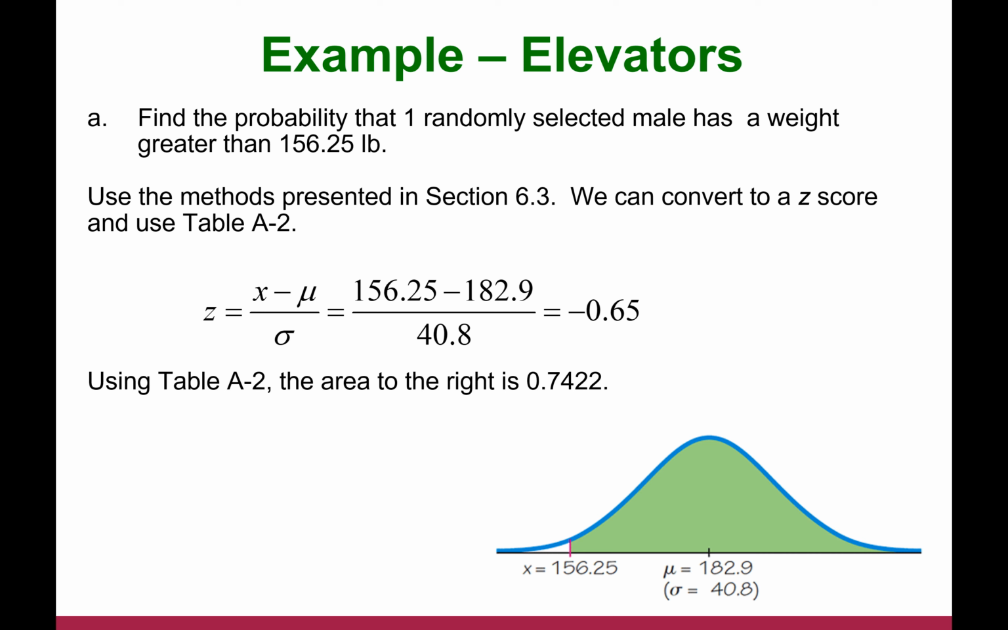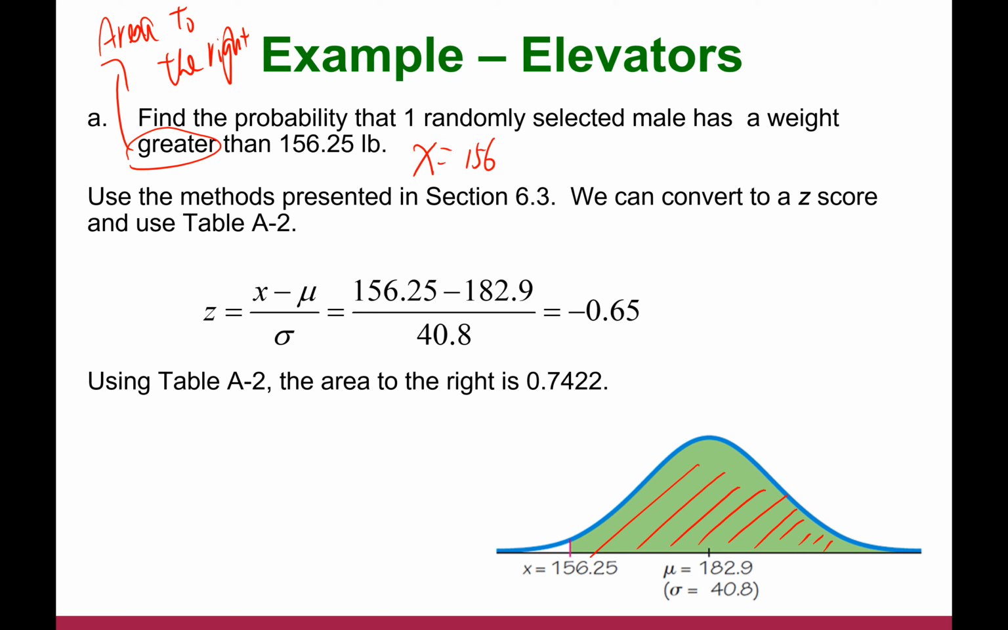The first probability: one randomly selected male has a weight greater than 156.25. So you draw the bell curve, and you're looking for the area to the right because of the keyword greater than. Now again, find the z-score first. X equals 156.25, and then mu is 182.9. Find the difference over the population standard deviation, 40.8. You get a z-score of approximately negative 0.65. Now you go to table A2.